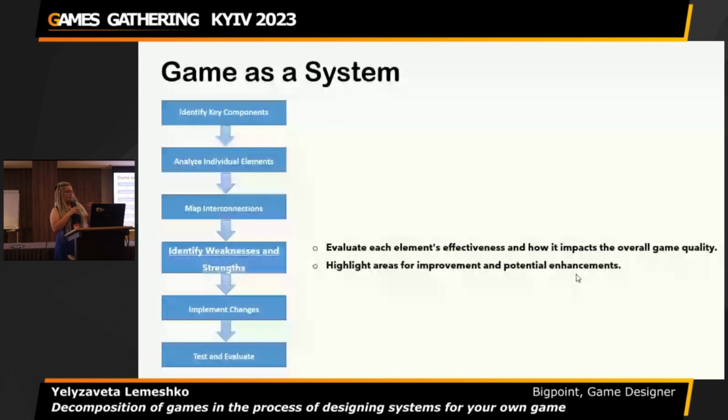So we need to understand, for example, you can use on this step the SWOT analysis. I'm pretty sure you know what it is. And we need to understand actually what the pluses of our mechanics or whatever are, right? And what is not working. And we need to create the highlights for improvement.